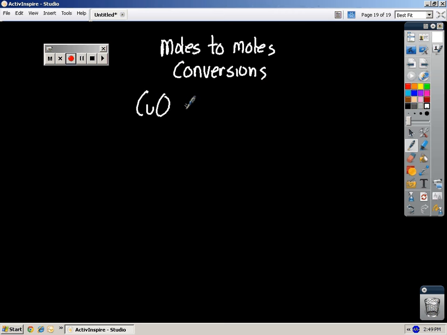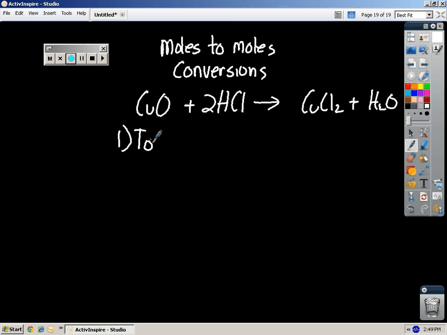CuO plus HCl. Okay, there's your correct balanced equation. We did this earlier in our review. And so if you take the CuO plus 2 HCl's, when you're doing mole conversions, the only thing that really matters is the coefficient. So the important thing is to look at the coefficient.